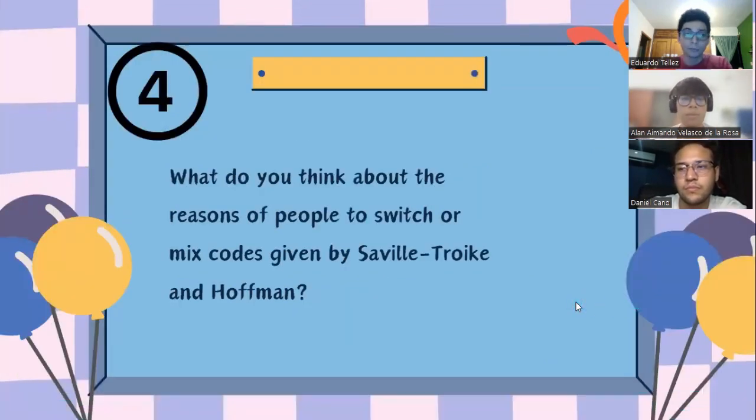Okay, and finally, in the text, Saville-Troike and Hoffmann gave some reasons why people switch and mix codes. What do you think about this? Which do you consider has more influence in this phenomenon?